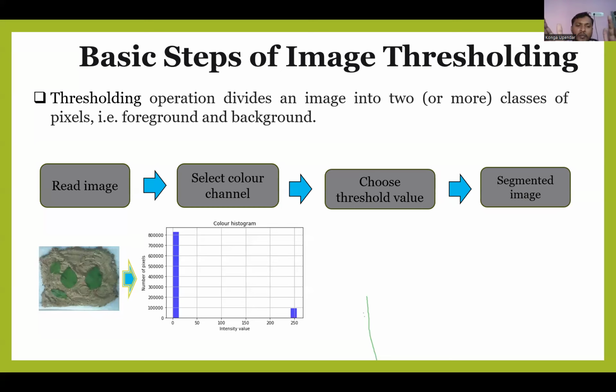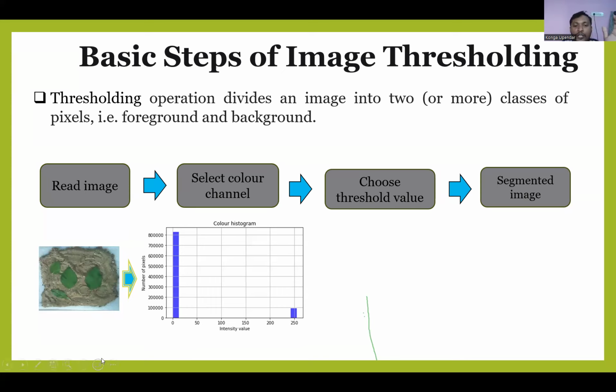Then you can see here that most of the background pixels fall at zero or maybe at less than 15 on the x-axis. On the x-axis, we have the intensity values 0 to 255. On the y-axis, we have the pixel count. For a grayscale intensity of 50, how many pixels are there? For a pixel intensity value of 50, how many pixels are there? Likewise for 150, 200. Like that, we can have a histogram.